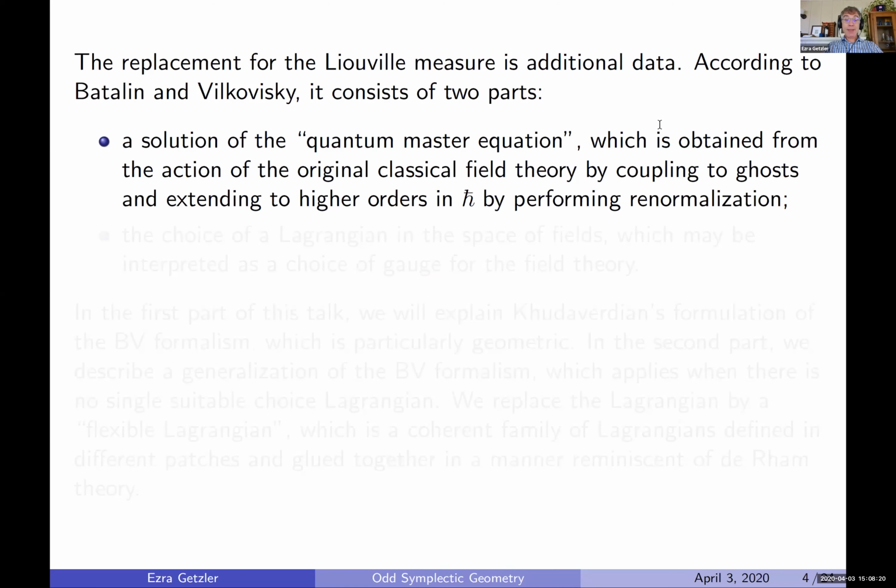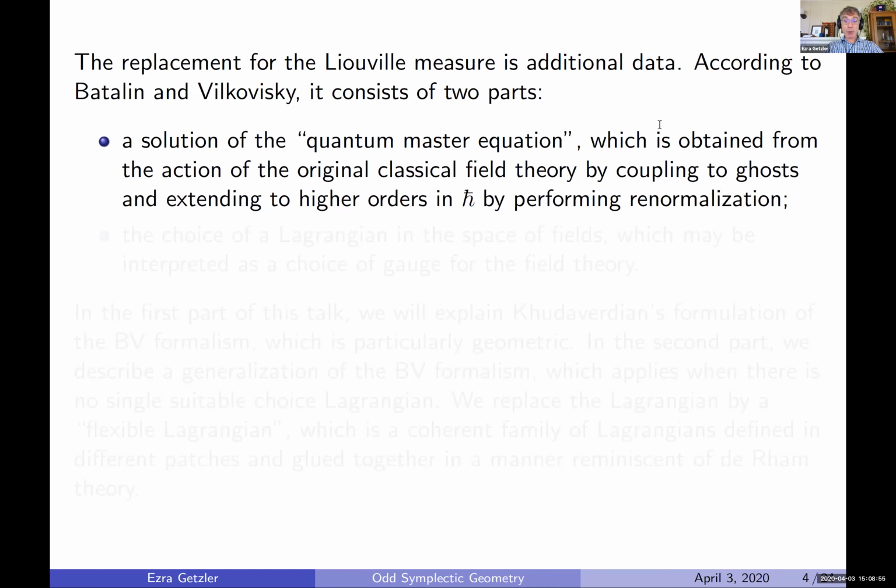So in the Batalin-Vilkovisky formalism, first you have to solve the quantum master equation. So I'll explain how that's understood in the modern perspective. And in quantum field theory, that involves first refining the classical action in order to incorporate ghosts and higher ghosts. So that part I won't be able to tell you about. And then extending that solution to higher orders in Planck's constant, higher loops in Feynman diagrams, by performing renormalization. I certainly won't be able to tell you about that.